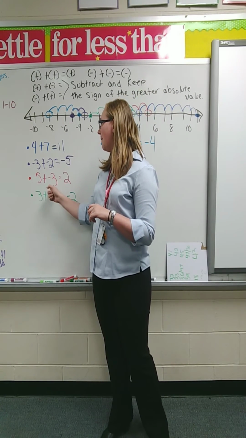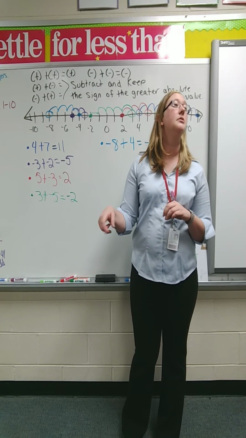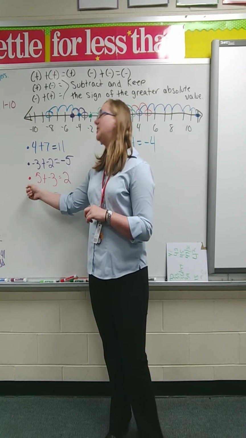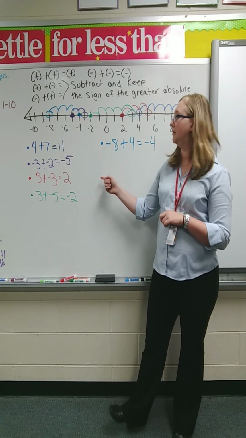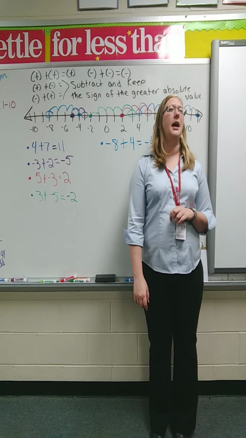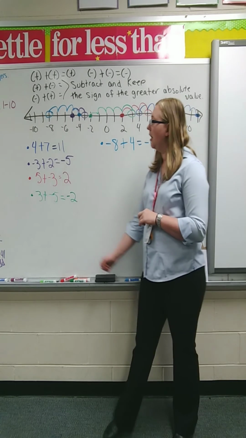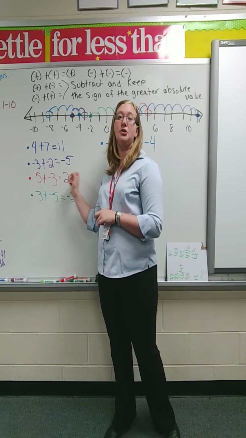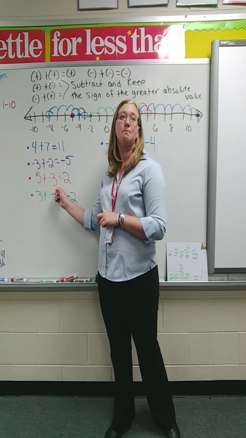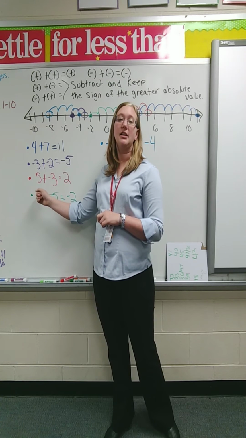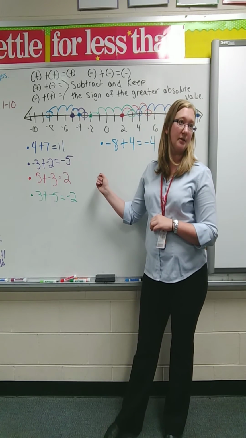Here, if I have 5 minus 3, I get 2. Positive. Which has a greater absolute value, 5 or negative 3? 5. So my answer would be? 2. Okay, we're not listening to my questions. Let's try it again. 5 minus 3 is 2. Which has a greater absolute value, 5 or negative 3? 5 has a greater absolute value. So that means that my answer will be positive.